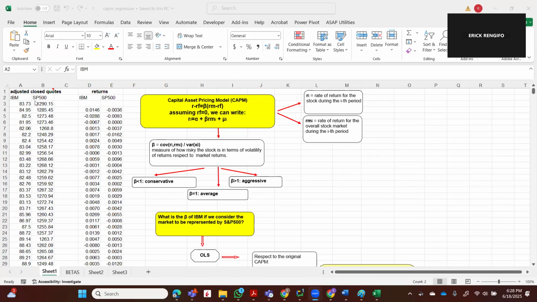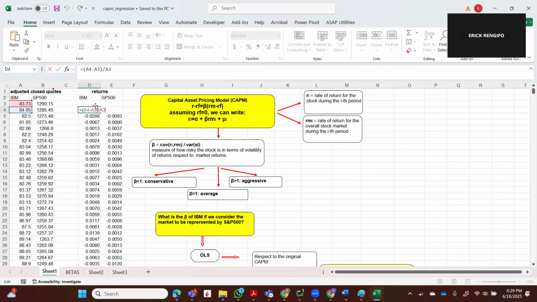You are going to have these data sets. IBM represents your Ri, the return of asset IBM, and SP500 represents the returns of the market. Now, sorry, these are prices. These are the prices that you're going to receive. The model doesn't work with prices. The model works with returns. So the first thing you need to do, guys, is to transform these prices into returns.